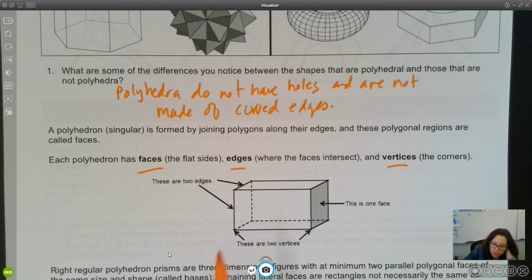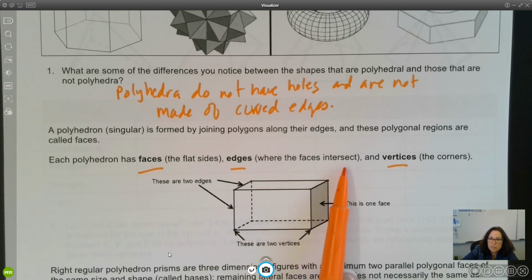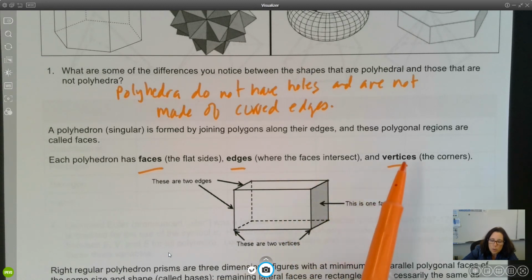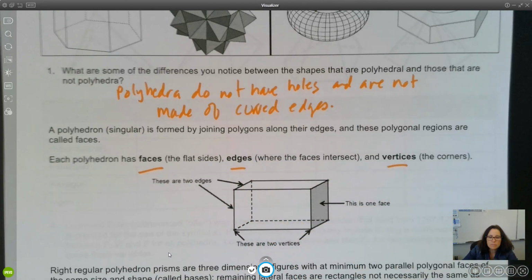The edges, there are 1, 2, 3, 4, 5, 6, 7, 8, 9, 10, 11, 12 edges. So make sure that you're counting along, 2, 3, 4, 5, 6, 7, 8, 9, 10, 11, 12. You're counting all the spots where the faces intersect. Okay, and then the vertices are the corners. So 1, 2, 3, 4, 5, 6, 7, 8. You could also count them like this: 1, 2, 3, 4, 5, 6, 7, 8.